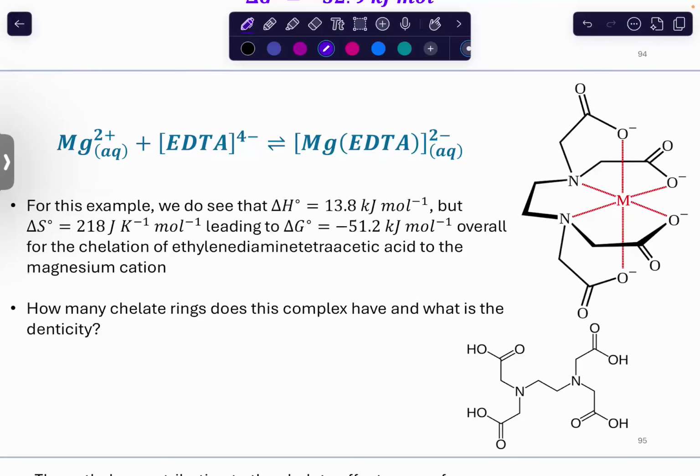Ethylene di... yeah. Don't you love the names? I do. So first off, you see that this is a hexadentate ligand, a single ligand. You can see the ligand at the bottom before it actually coordinates to the metal. That's pretty cool.